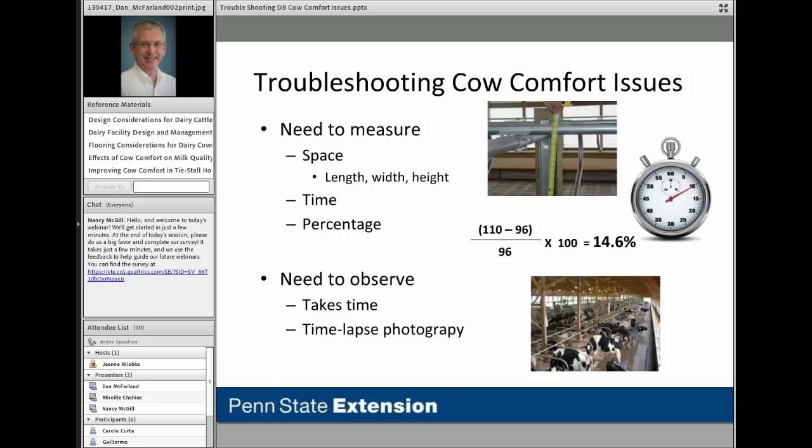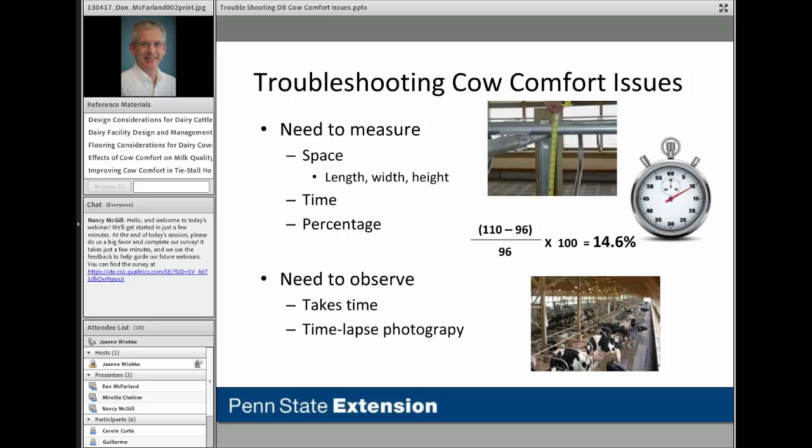If you're going to troubleshoot cow comfort issues and compare the facility that you're evaluating to the ideal, then you're going to need to measure something. And often this is done by the space, whether it's length, width, or height within the animal space, time spent away from the pen, time in the milking parlor, time eating, those types of things need to be observed, and also some percentages. But most importantly, you need to observe.